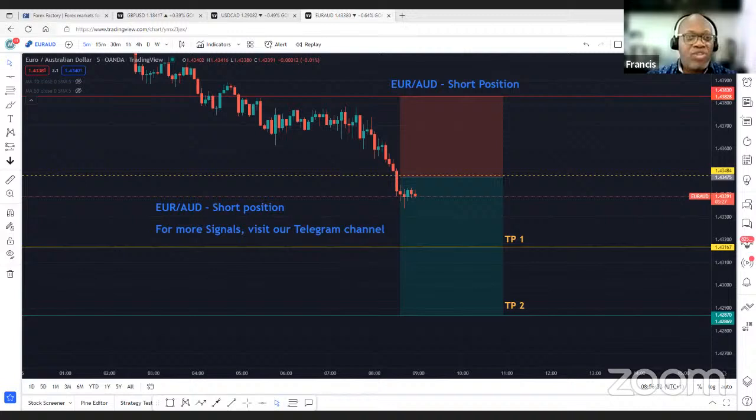I like to wait for the candle to close, regardless of the time frame I'm on. There are times when I do take impulse entries, impulse entries basically meaning you jump on the trade before the candle closes. But otherwise, most of the time I prefer to wait for the candle to close, regardless of the time frame I'm on, whether it's the 1 hour, the 15 minutes, the 5 minutes. It gives you a proper sense of what's happening.